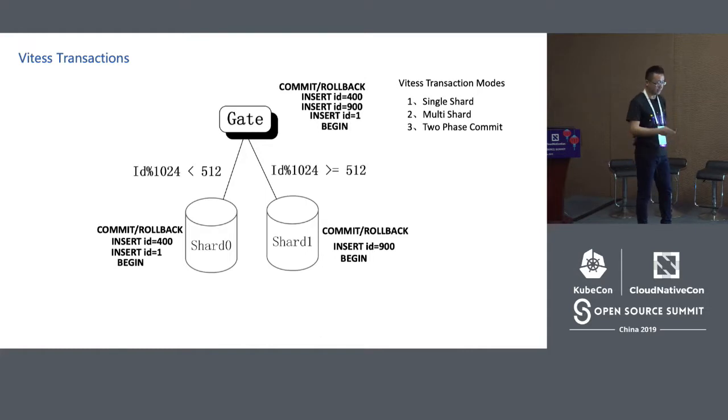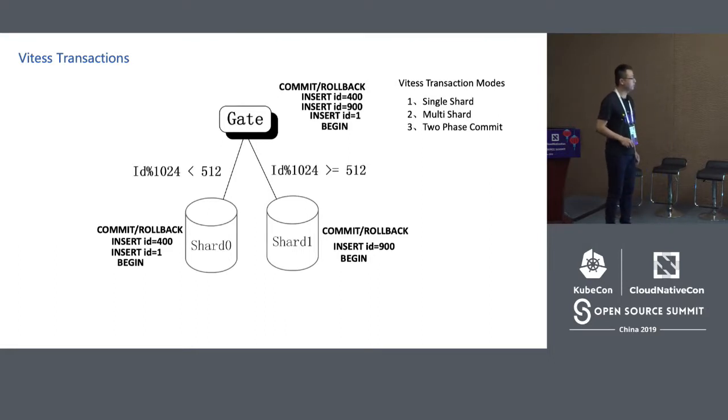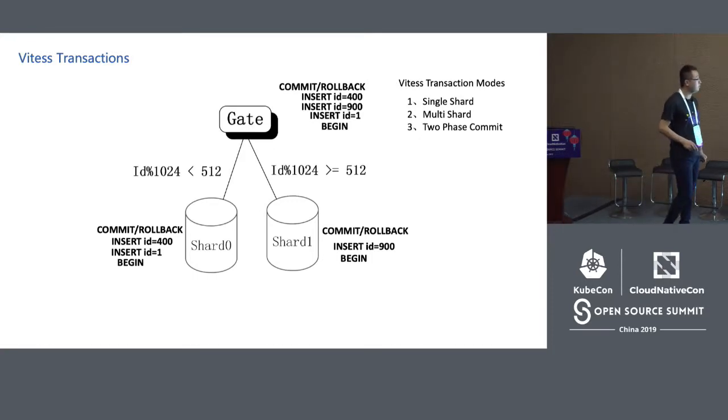If you cannot accept a partial commit, then there are two solutions you can adopt. First is single shard. All of the data can only be included in one shard. You can put it in shard 1 or shard 0. If this has some failure, then it will tell the clients and report the error. And second is two-phase commit. The second way to solve this problem is two-phase commit.